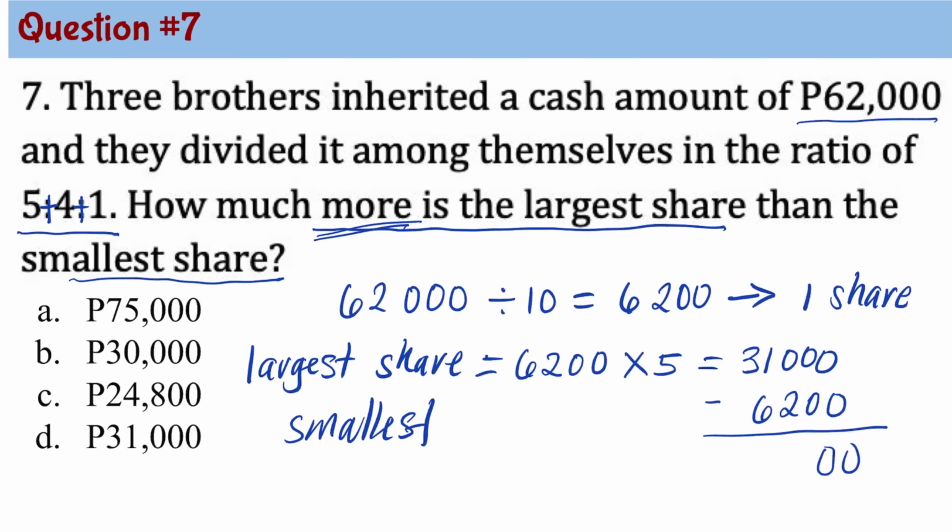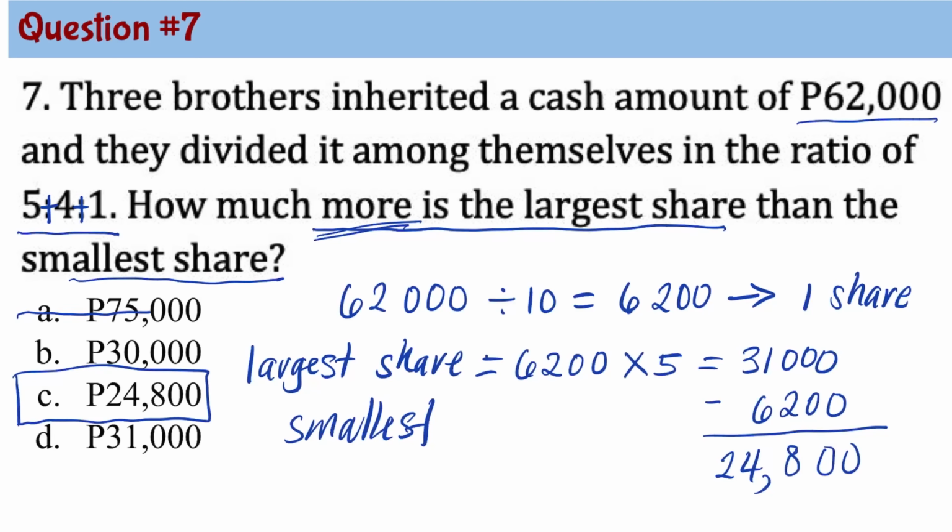2 subtracted from 10, that's 8. Now 30 minus 6, that's 24. So that means the difference will be 24,800. And also, even before solving this problem, can you think of the choices that we can eliminate right away?